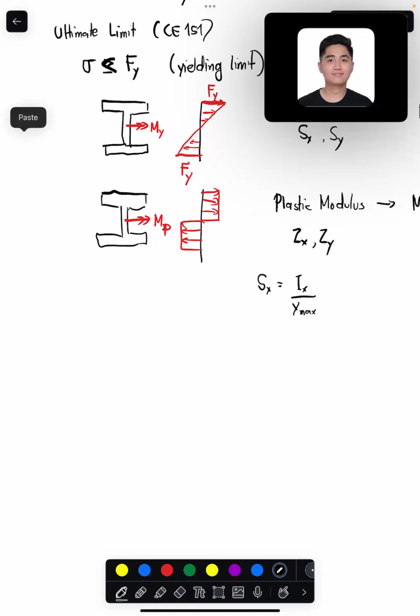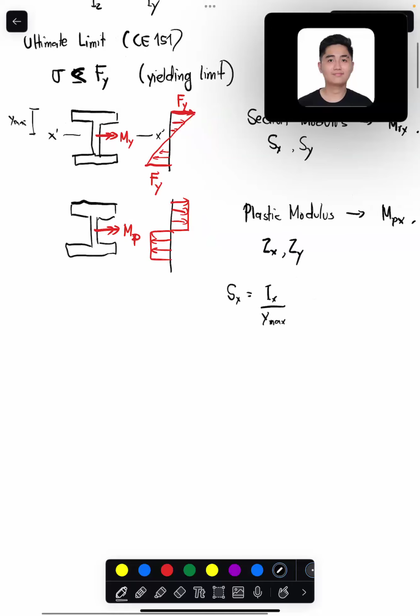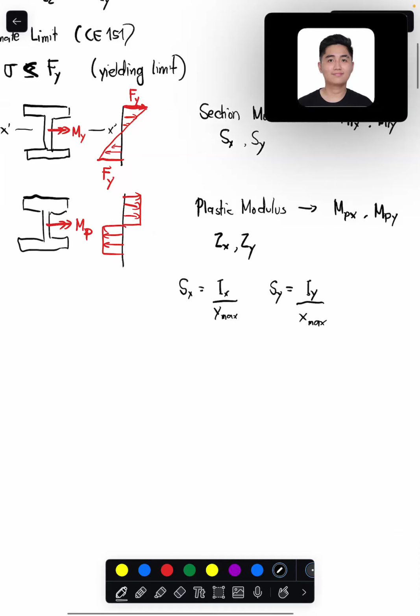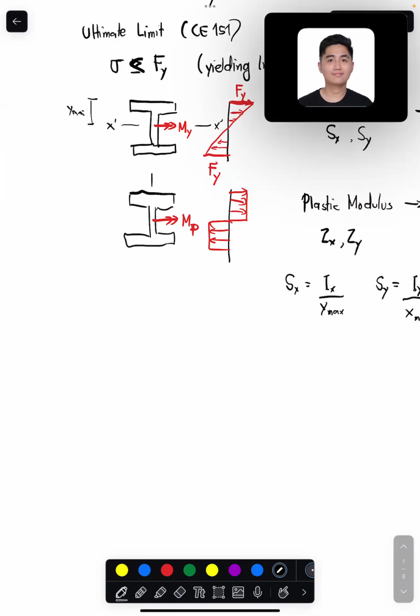So, yung S sub X is essentially yung IX. So, yung I, nakukuha mo along the strong axis right here. So, ito yung strong axis mo. Then, yung Y max mo is yung distance ng farthest fiber right here. Ganon din naman sa weak axis. Otherwise, mayroon kang IY, so yung moment of inertia along your weak axis. Then, meron kang distance ng farthest fiber. So, meron kang, this is yung Y.